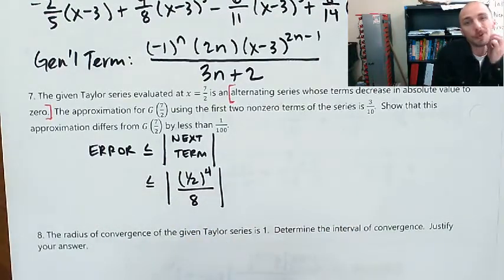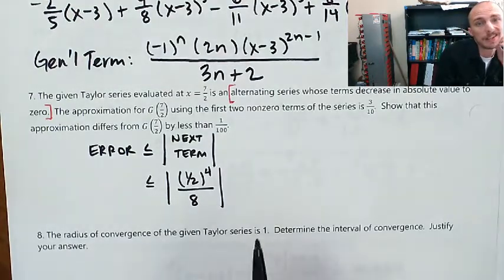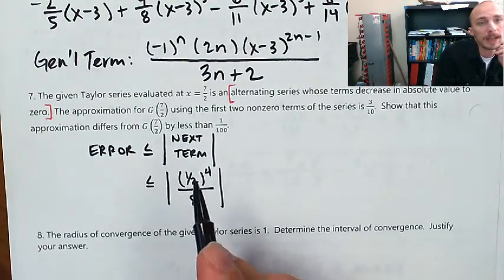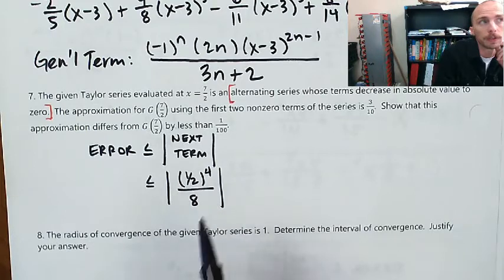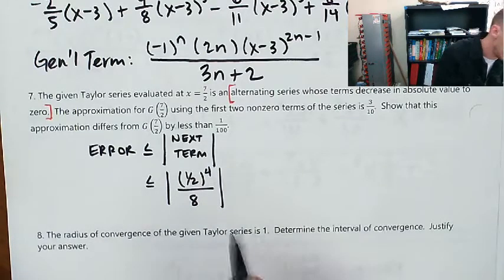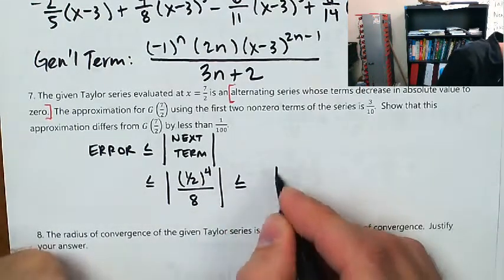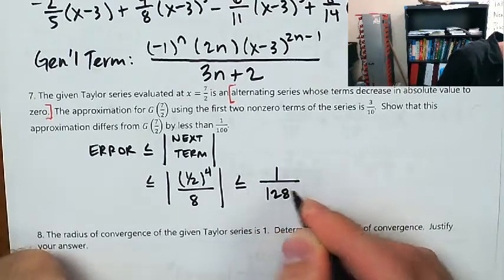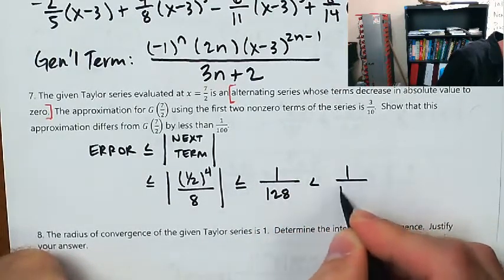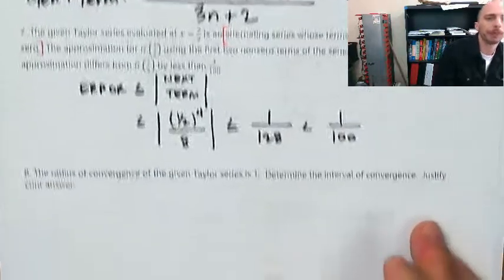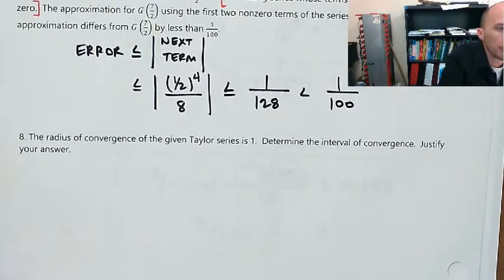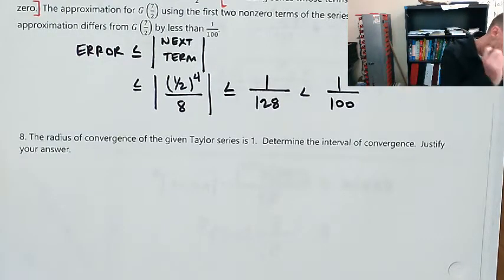2, 4, 8, 16, and then 3 more is 32, 64, 128. So I'm going to say that this is 1 over 128, which is definitely less than 1 over 100. And then the radius of convergence of the given Taylor series is 1. Determine the interval of convergence and justify my answer. I can do that.